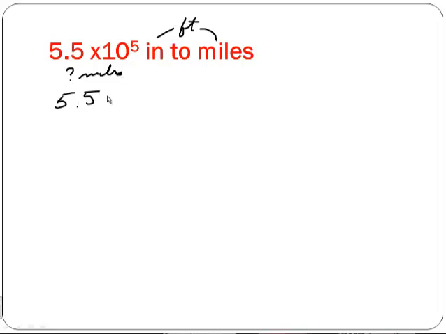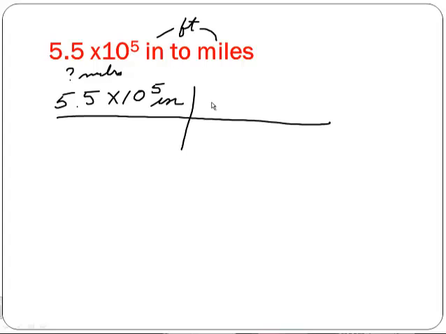5.5 times 10 to the 5th inches. Draw my railroad tracks. And I know that I need to go to feet. So I'm going to put inches down here because I wanted to cancel diagonally. Feet up here. What is my conversion between feet and inches? I know that 1 foot is equivalent to 12 inches.